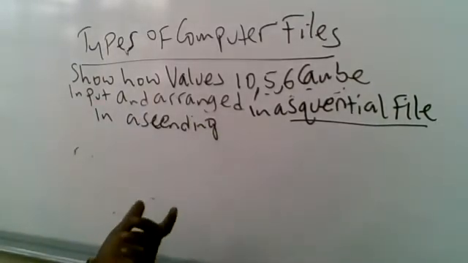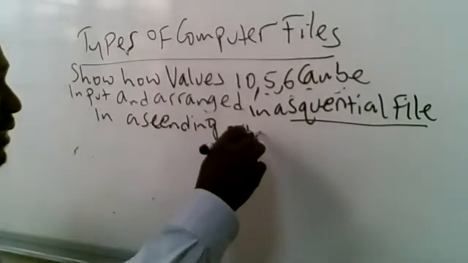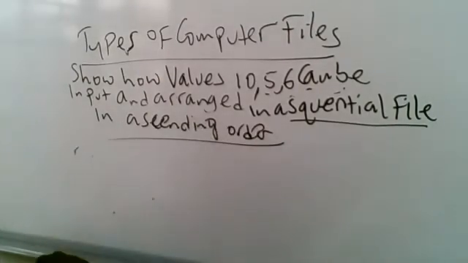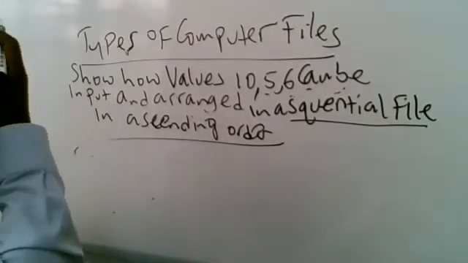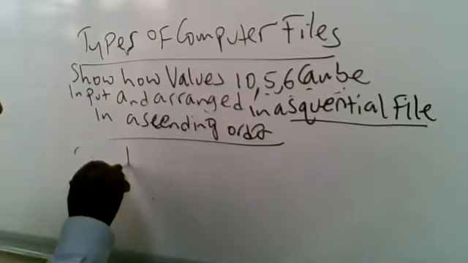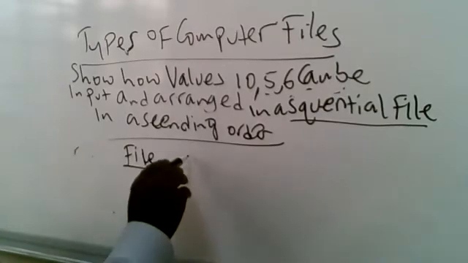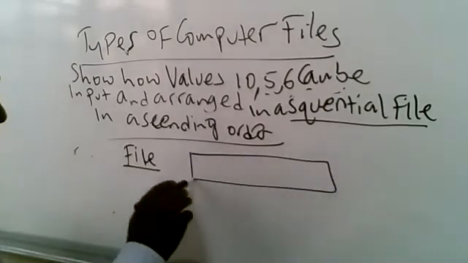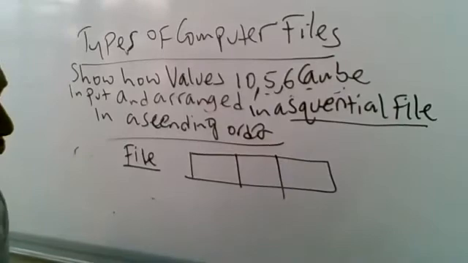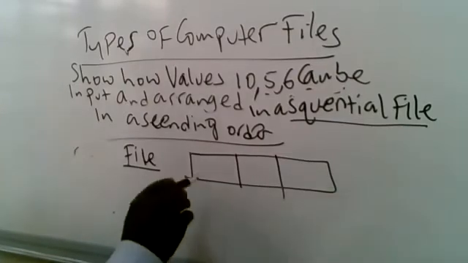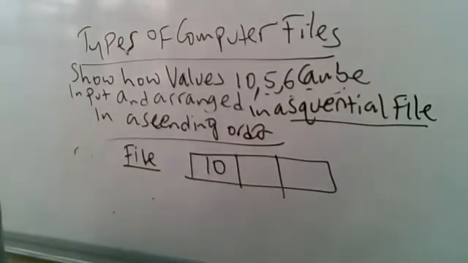Ascending order. In ascending order, which means from small to largest. So in this case here, it will be the file. So I want you to pay attention here. Now, this is our file. And we want to add those values. They must be in ascending order. So 10 will be the first value to be added at first, which will be in position 1.